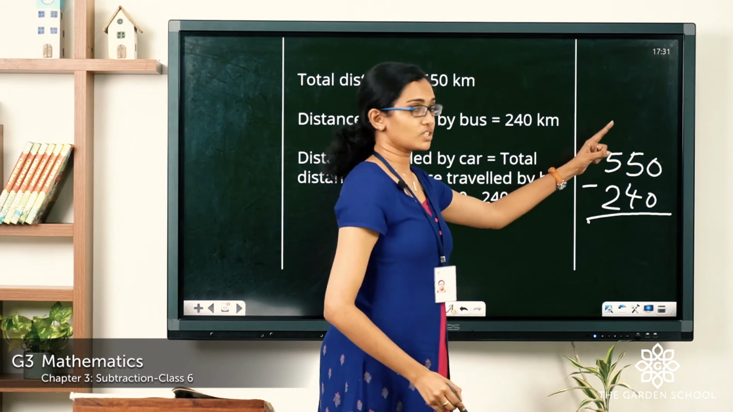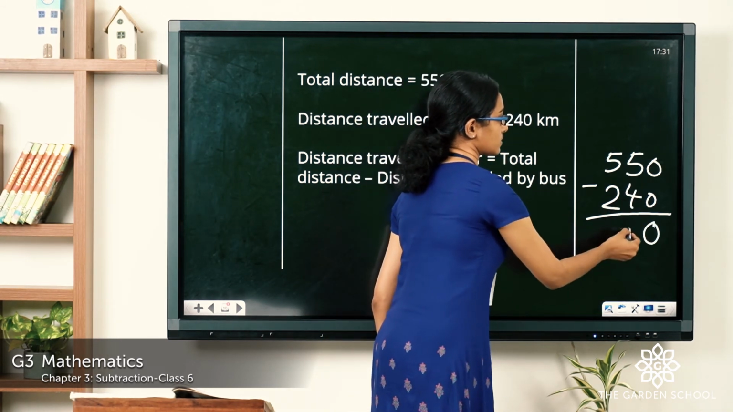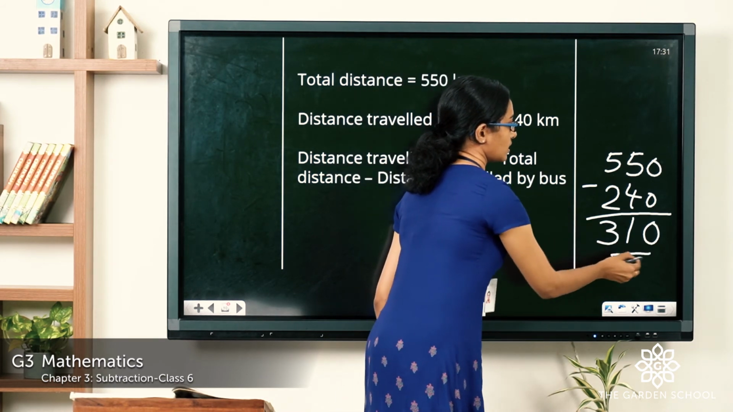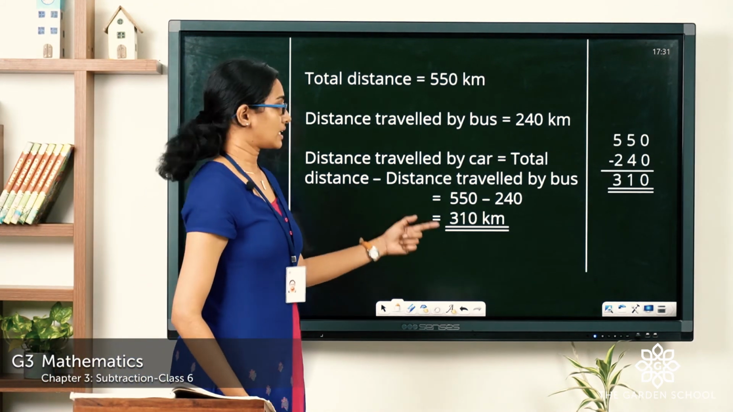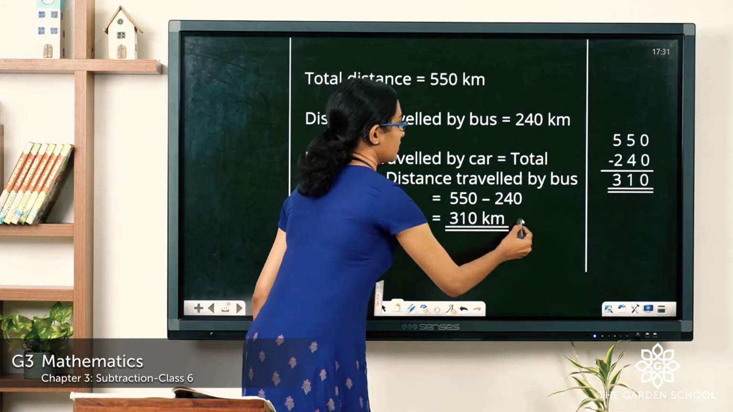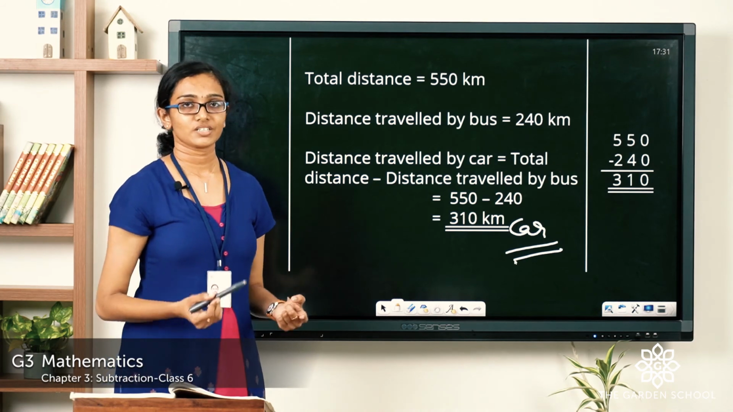240. So, 0 ones minus 0 ones is 0. 5 minus 4 is 1. 5 minus 2 is 3. So, what is the difference? The difference is 310 kilometers. This is the distance he traveled by car. I hope this is clear to you.